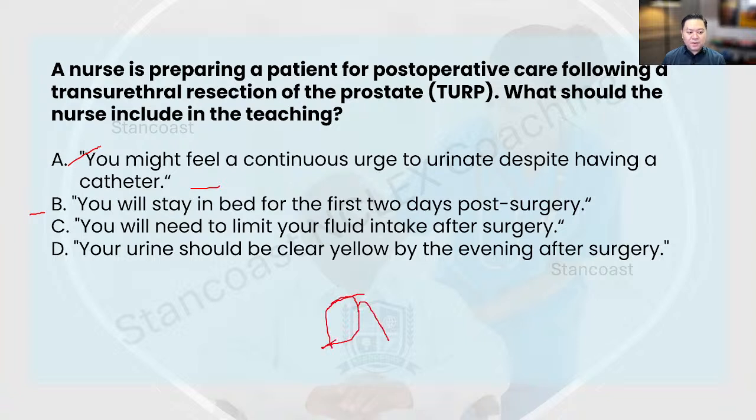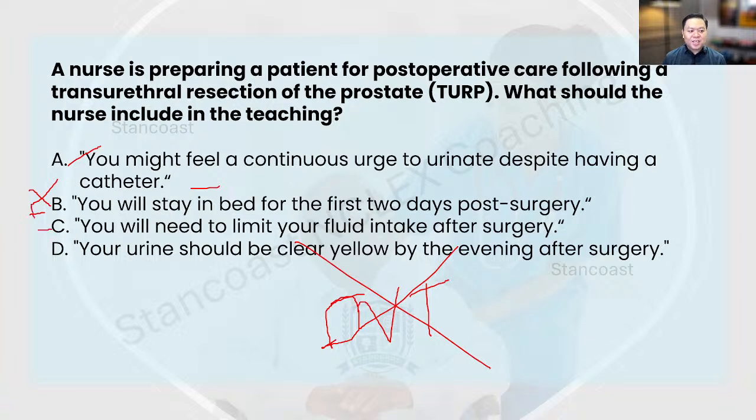DVT, deep vein thrombosis. We don't want that. We always promote early ambulation to prevent this kind of complication. We're going to eliminate that. That is not a realistic nursing plan. You're not going to do that to your patient.